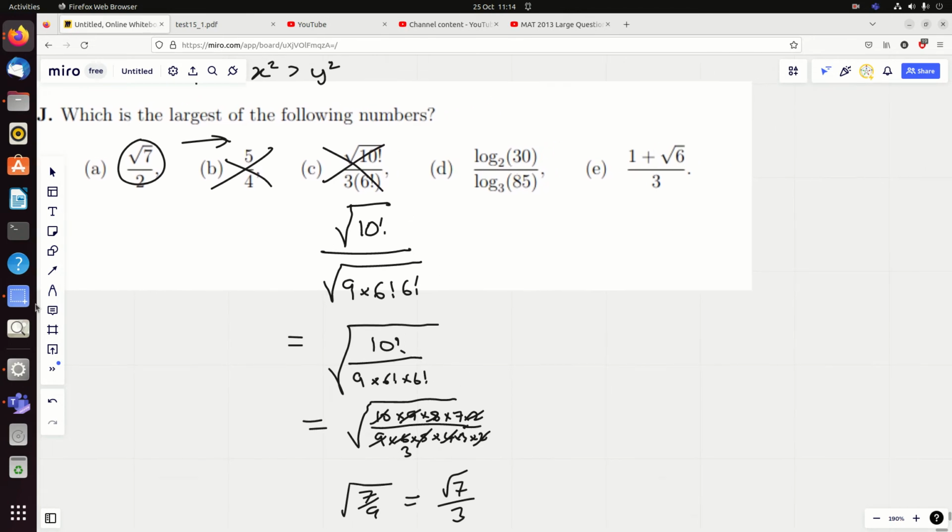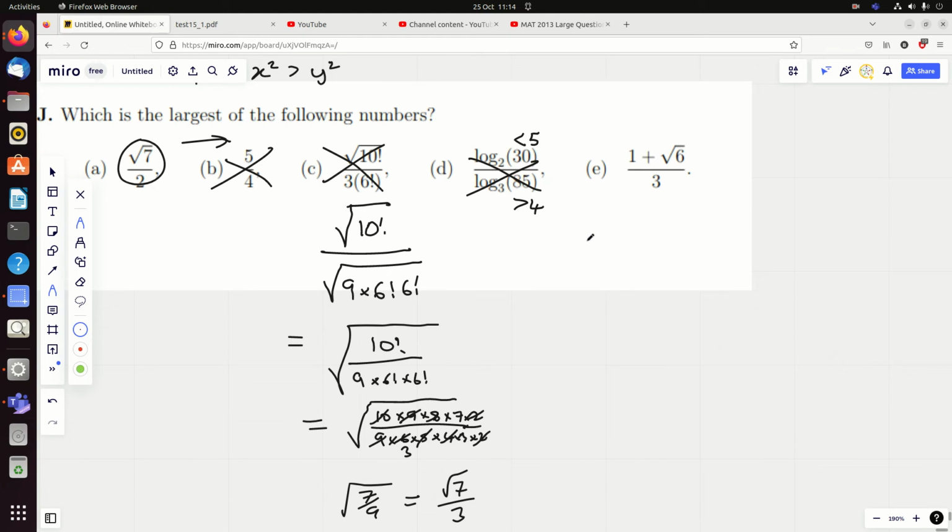This one, I toyed around with the idea of using log laws, but then I thought, well, hang on a second. If this was 32, this would be 5, so this is just under 5. And if this was 81, this would be 4, so this is just bigger than 4. Now, if you've got a fraction where the bottom number is just under 5 and the top number is just over 4, it must be less than 5 over 4. Can you see that? Because we've made the numerator smaller and the denominator bigger. Hence, that one's ruled out. No chance. And then it was a toss-up for me between A and E.